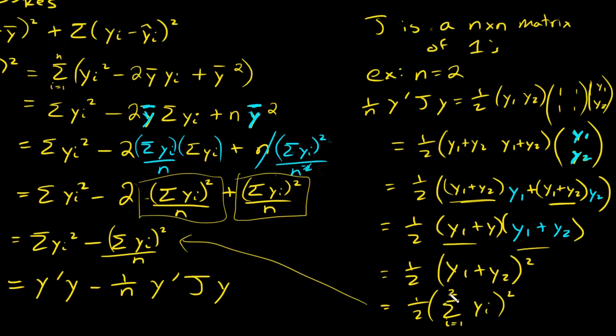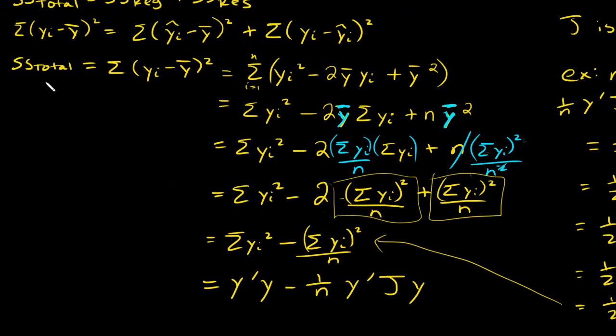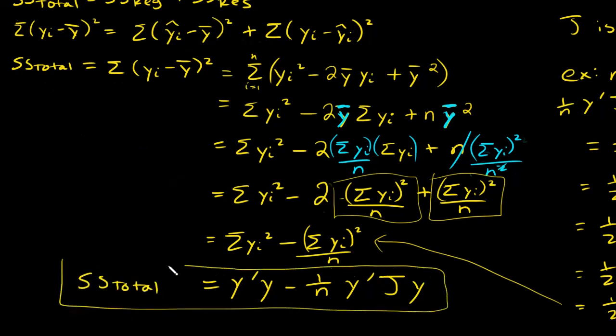You can convince yourself that it works, and it's a way of writing the sum that's being squared. So there you have it: this is our sum of squares total using matrix notation. Next, let's talk about the sum of squares residual.